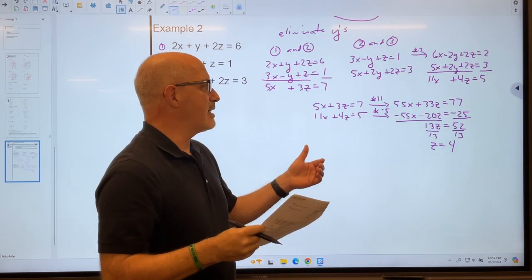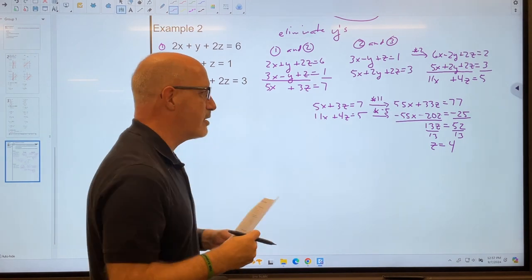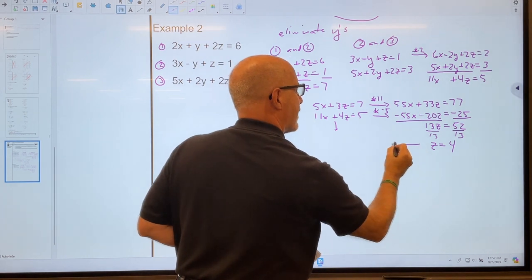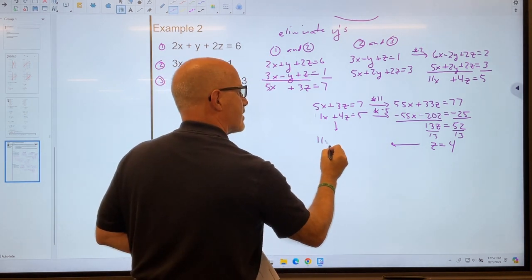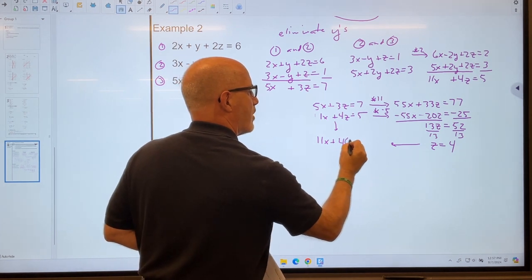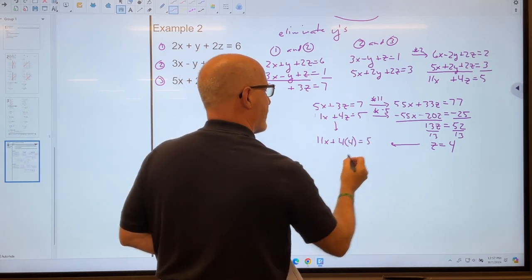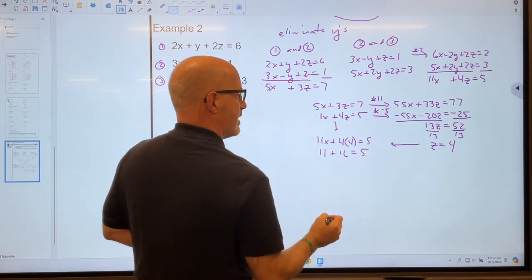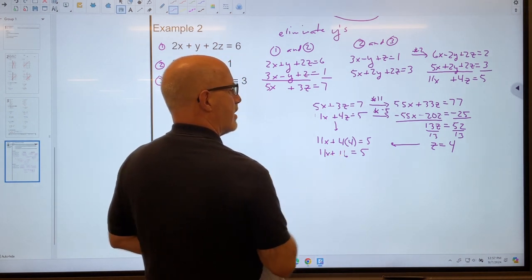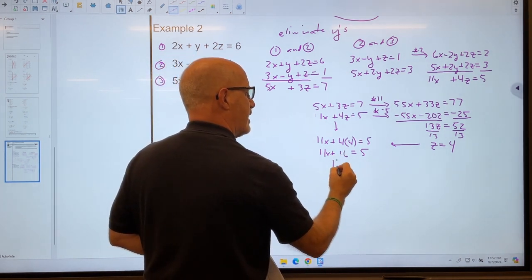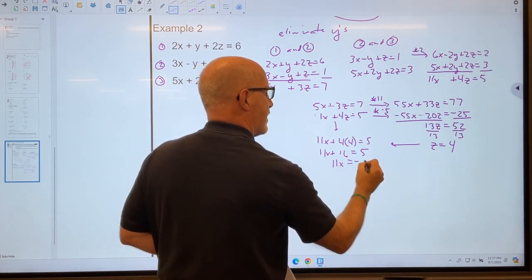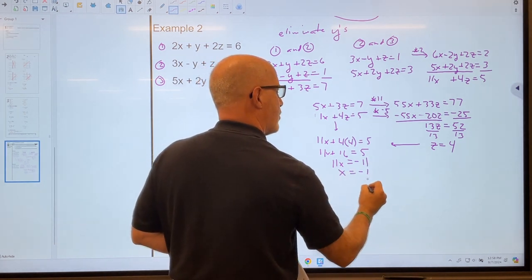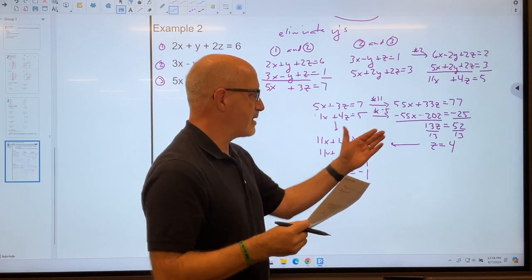Next step is to go ahead and substitute back into one of these two equations. So I'm going to take this value, and I'll go with the equation 11x plus 4 times 4 equals 5. So 11x plus 16 equals 5. Now I go ahead and subtract 16. 11x equals negative 11. Divide by 11, you get negative 1. So I've got my x, I've got my z.